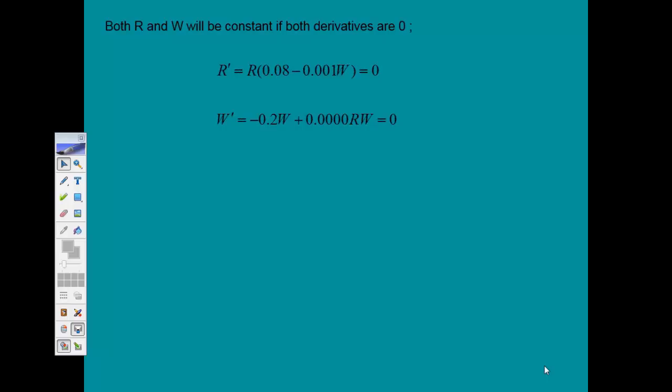Now, in the top equation, we're going to factor out an R. So we would set R equal to 0, and the quantity 0.08 minus 0.001W we would set equal to 0 and solve. In the bottom equation, we would do the same. We'd factor out a W, set W equal to 0, and then also set the other quantity equal to 0.